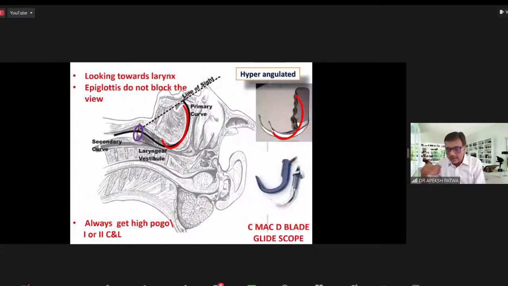If you look at the hyperangulated blade, the camera is positioned, when it's in C2, either with GlideScope or a CMAC D blade, much nearer to the larynx, but it's on the meeting line between the primary curve and secondary curve, and it's looking straight towards the larynx. So that's the difference between the Macintosh type of blade and the hyperangulated blade. In Macintosh direct laryngoscopy, we are looking upside down. While in the case of a hyperangulated or angulated blade, we are looking downside up. That's the difference. As we are looking downside up, in most cases the epiglottis is not blocking the view and we get a good focus scoring compared to direct laryngoscopy. So that's the difference between direct laryngoscopy and video laryngoscopy.